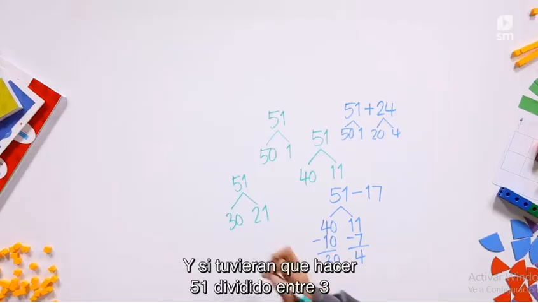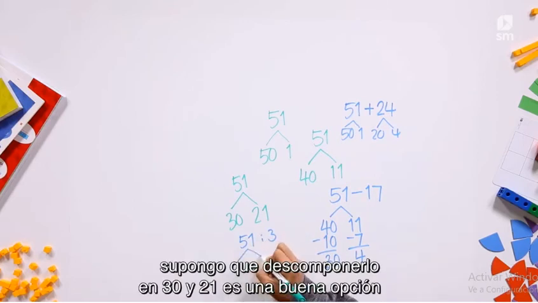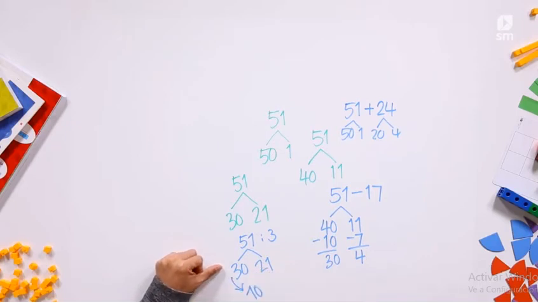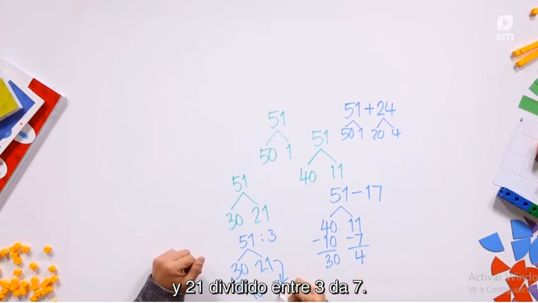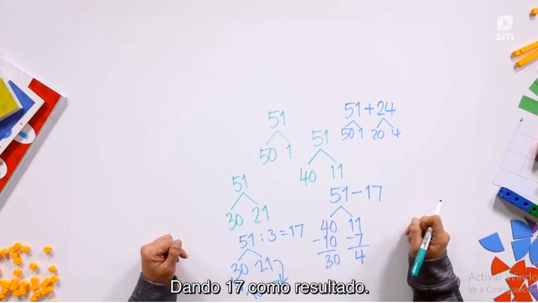And if they were to do 51 divided by 3, I suppose breaking it up into 30 and 21 might be a good option, because 30 divided by 3, that gives us 10, and 21 divided by 3, that gives us 7, resulting in 17 as an answer.